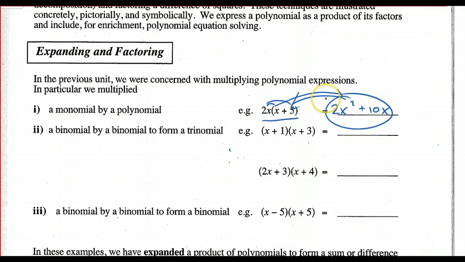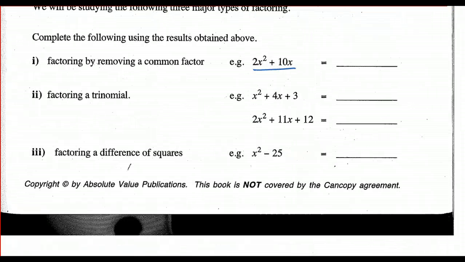Let's see if we can go back to this example right here: 2x squared plus 10x. How do we go back to what we had to start with? The first thing you have to do is find a common factor. In this case the common factor to both of these terms, term 1 and term 2, is 2x. 2 is the highest number that can go into both 2 and 10, and x is the highest variable that can go into x squared and x.